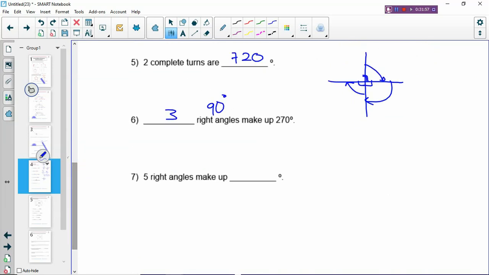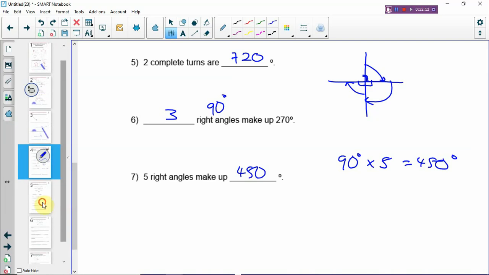How about 5 right angles? So you just take 90, which is one right angle, and you times 5, right? 5 right angles, and that will give you 450 degrees. So you need to know how to recognize the fractions. Okay, all right, now let's quickly go down to the next one.